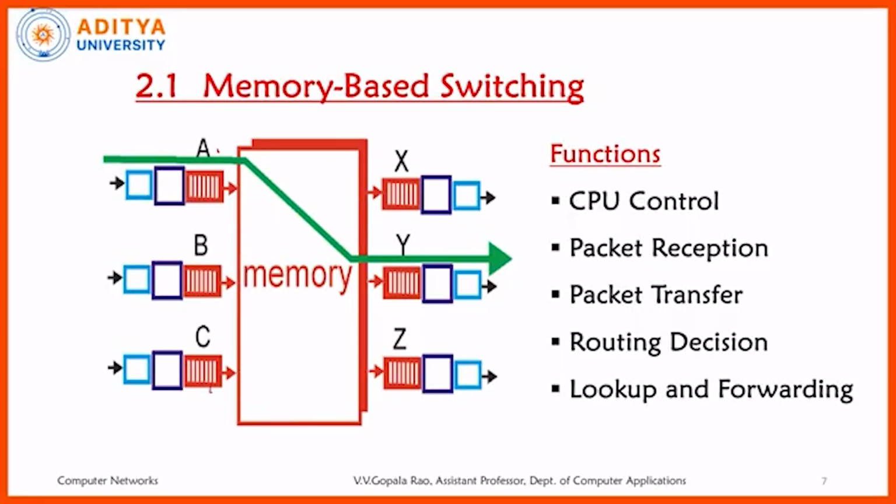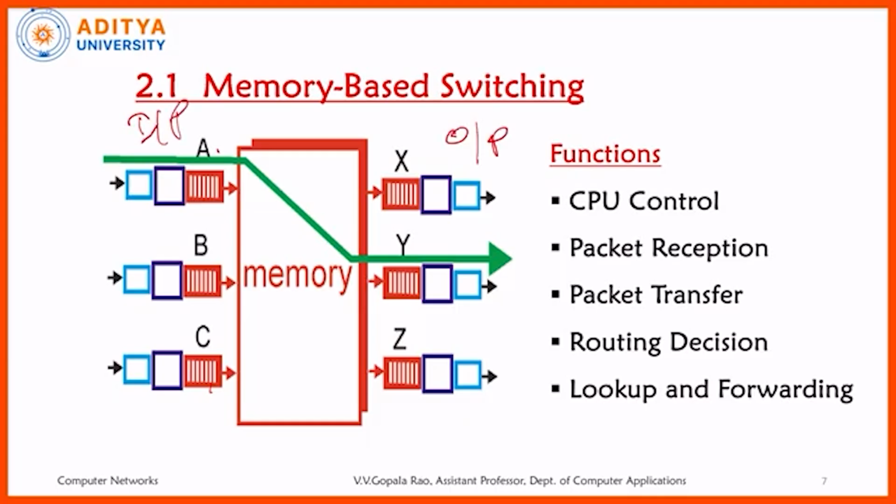See, there are the input ports, and the memory is one of the important buffers, where temporarily the packets coming from the input port will be placed. After that, when the time comes that it can release them, from the memory it takes the packets and forwards them to the other side, that means to the output ports. So here X, Y, Z are the output ports, and these are the input ports.